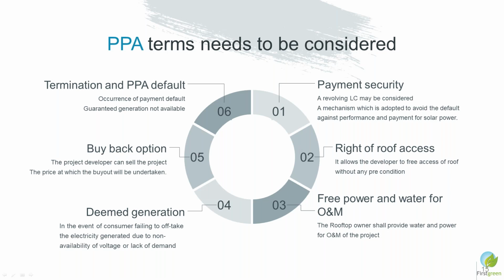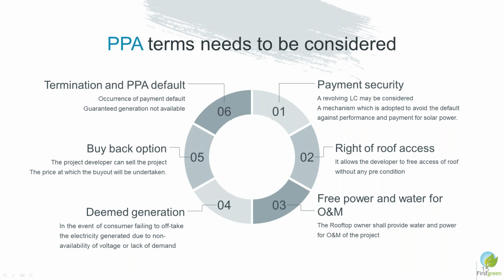Free power and water is required. The power requirement is very minimal because you just require a little bit of high pressure water for cleaning your modules. But during O&M, you will require water also. For the small rooftop system, you may not have water, so water has to be supplied by the off-taker. Please ensure that you mention that clause.